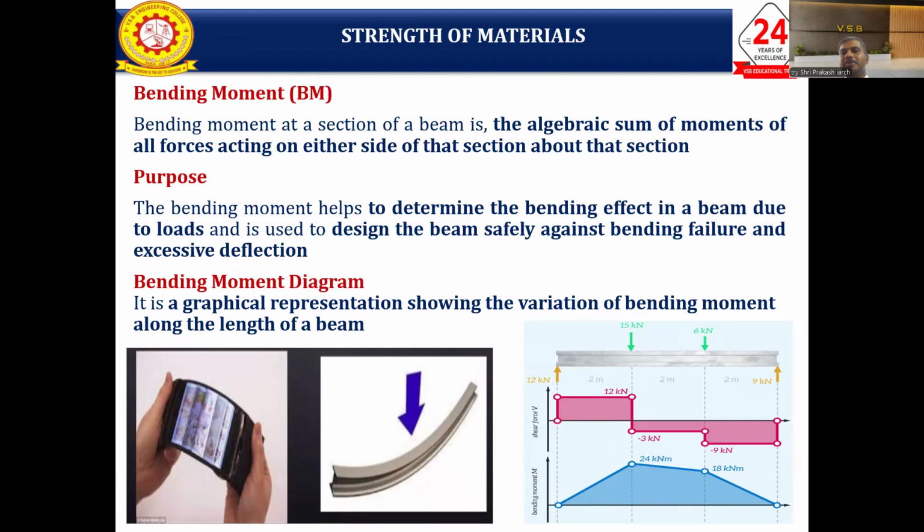What is the bending moment? It is the algebraic sum of the moments of all the forces acting on either side of the section, taken about the section. What is the purpose? We need to determine the bending effect on the beam due to the external load. Then only can we design the beam safe against bending failure and find the deflection. What is the bending moment diagram? It is a graphical representation showing the variation of the bending moment along the length of the beam. That is called the bending moment diagram.